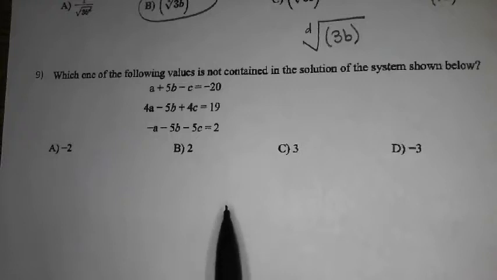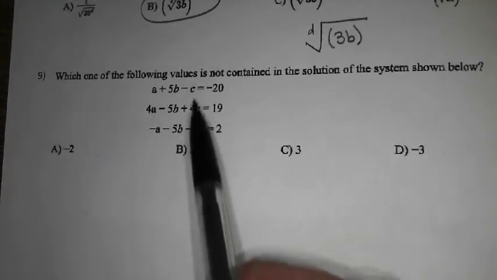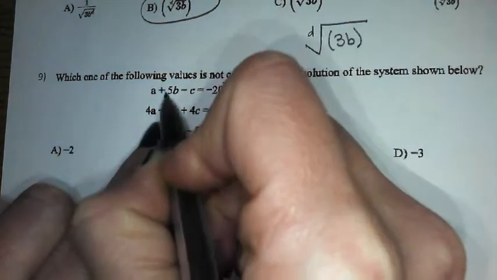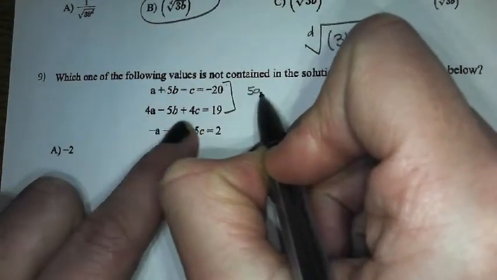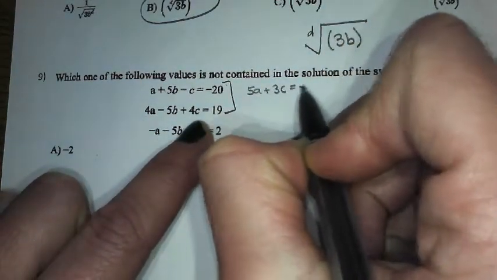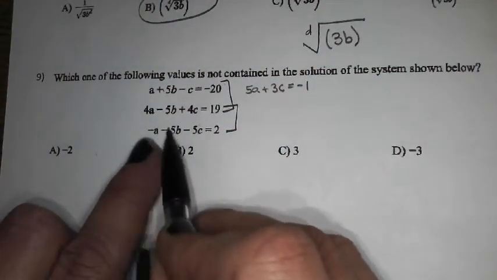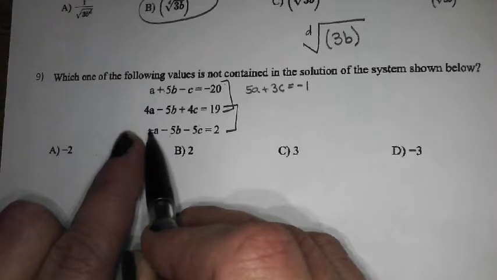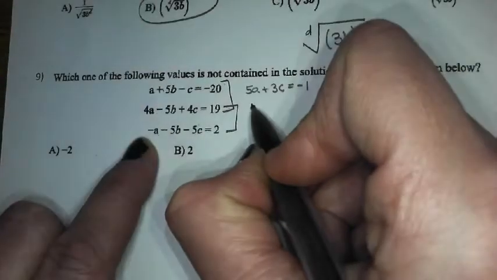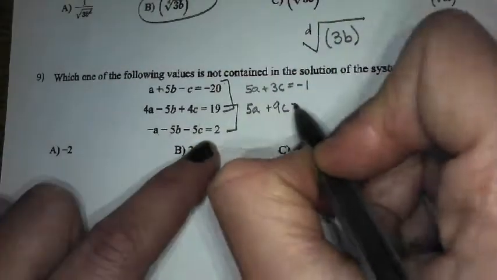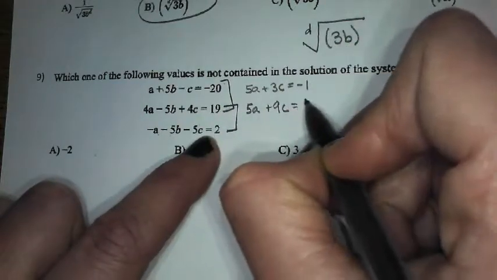System in 3 variables. Look at your A's, look at your B's, look at your C's. Which one's the easiest to eliminate the first 2 times? B. Add these together because opposite signs add. That'll give us 5A plus 3C equals -1. Subtract these two because same sign subtract. 4A minus -A is 5A. 4C minus -5C is 9C. And 19 minus 2 is 17.